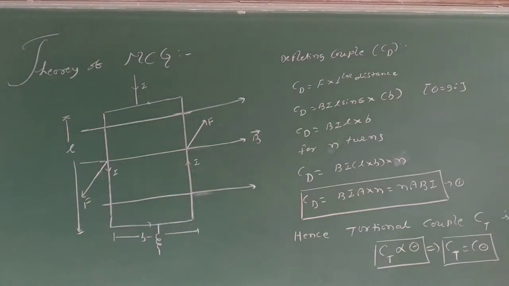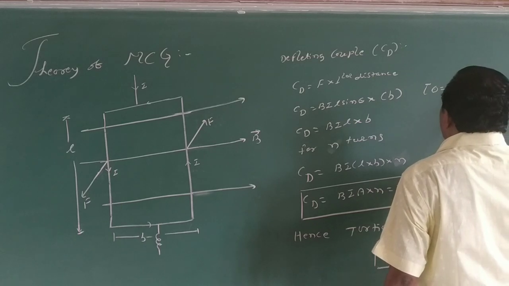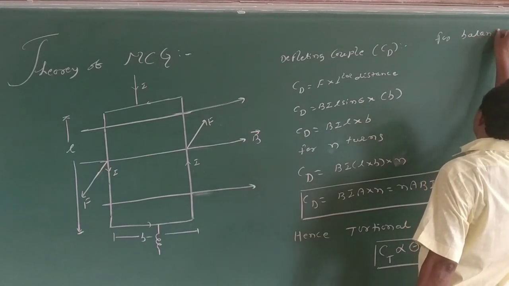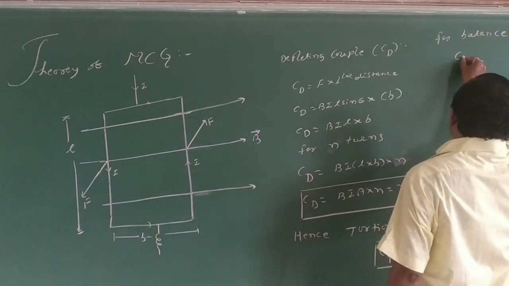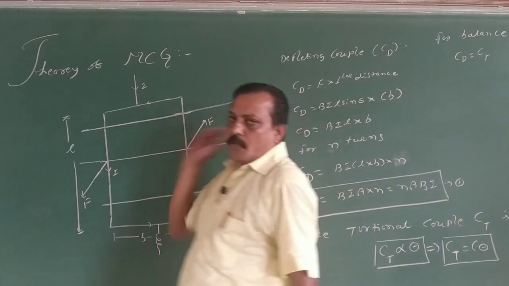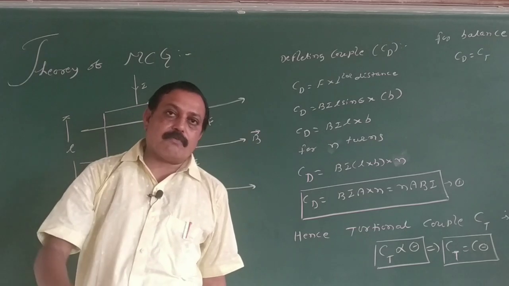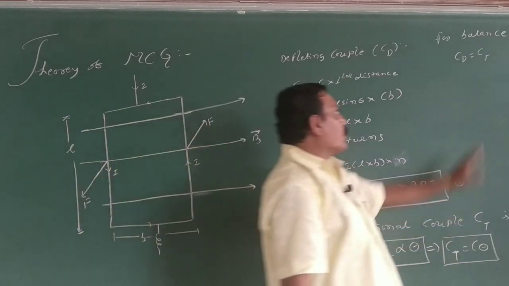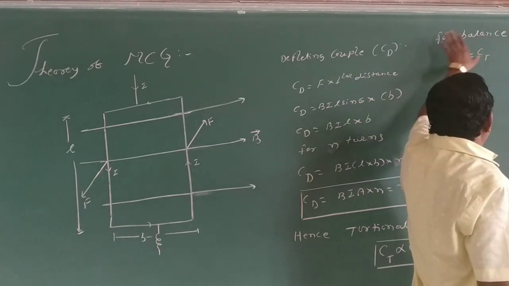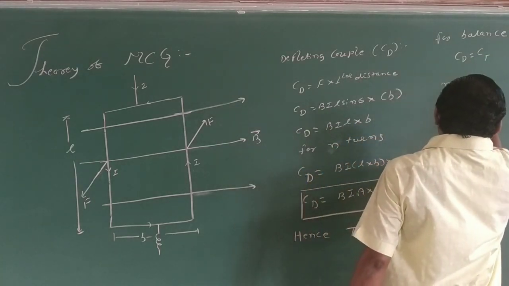I need the balancing condition. For balance, the clockwise moment CD equals the anti-clockwise moment CT. The deflecting couple is balanced by the torsional couple. One rotates in the clockwise direction, another in the anti-clockwise direction because of the release of torsion in the coil. Hence, the sum of the clockwise moments equals the sum of the anti-clockwise moments. That is, the deflecting couple equals the torsional couple. This is the balancing condition. So, NABI equals C into theta.